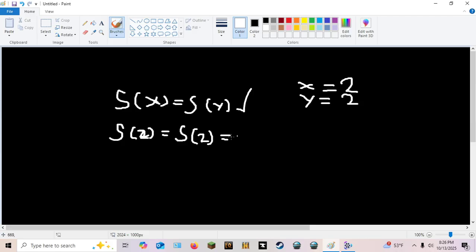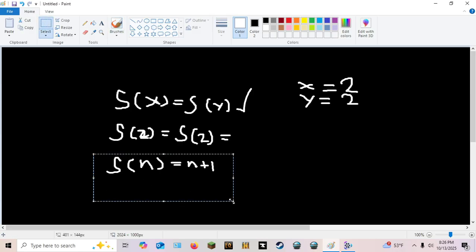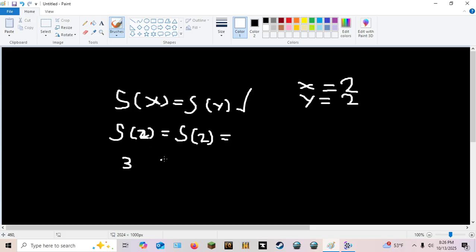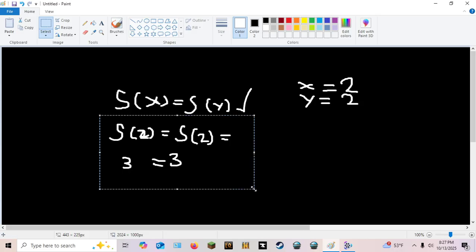S of 2. So remember this: S of n equals n plus 1. So the succession of 2 equals 3, and then the succession of 2 equals 3, because 2 plus 1 equals 3. So that's how we did that.